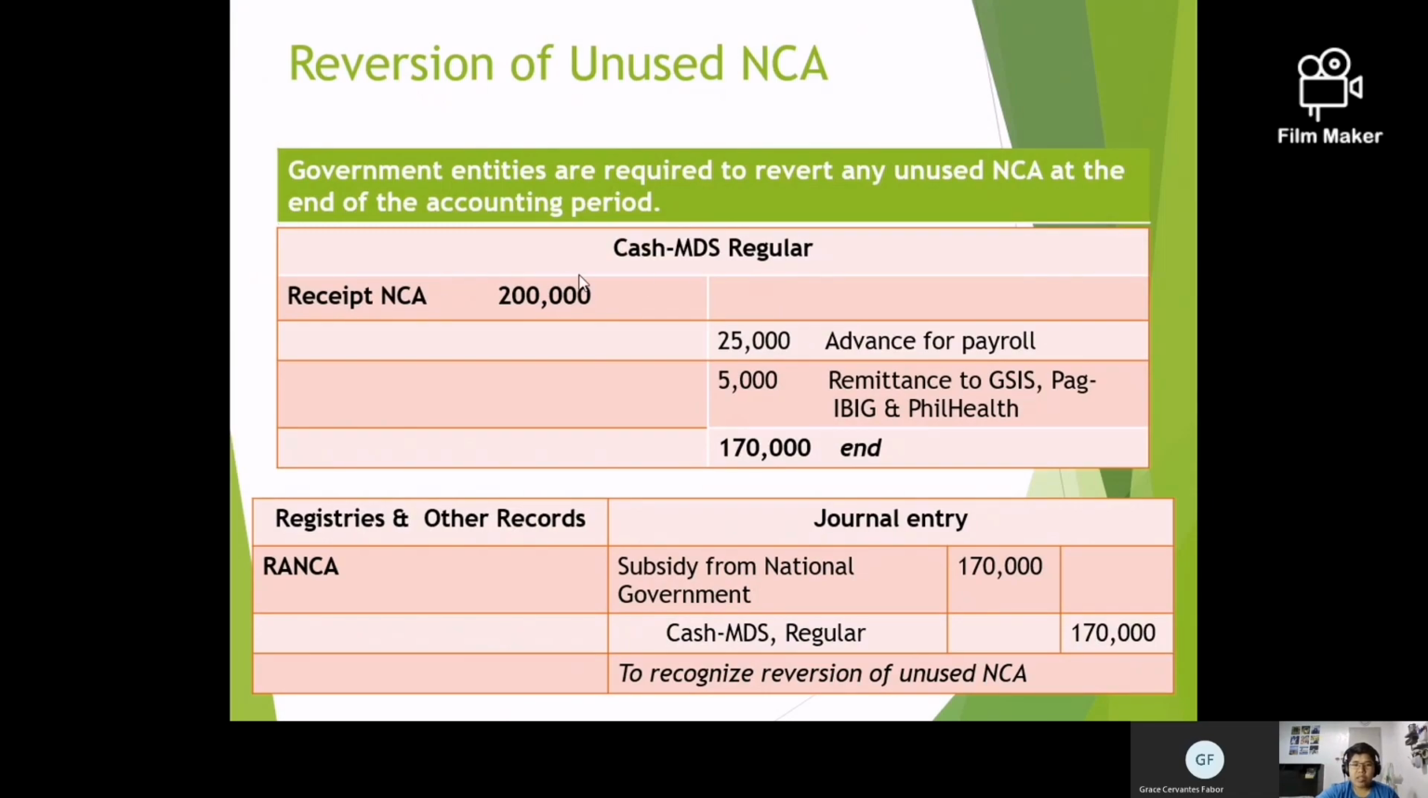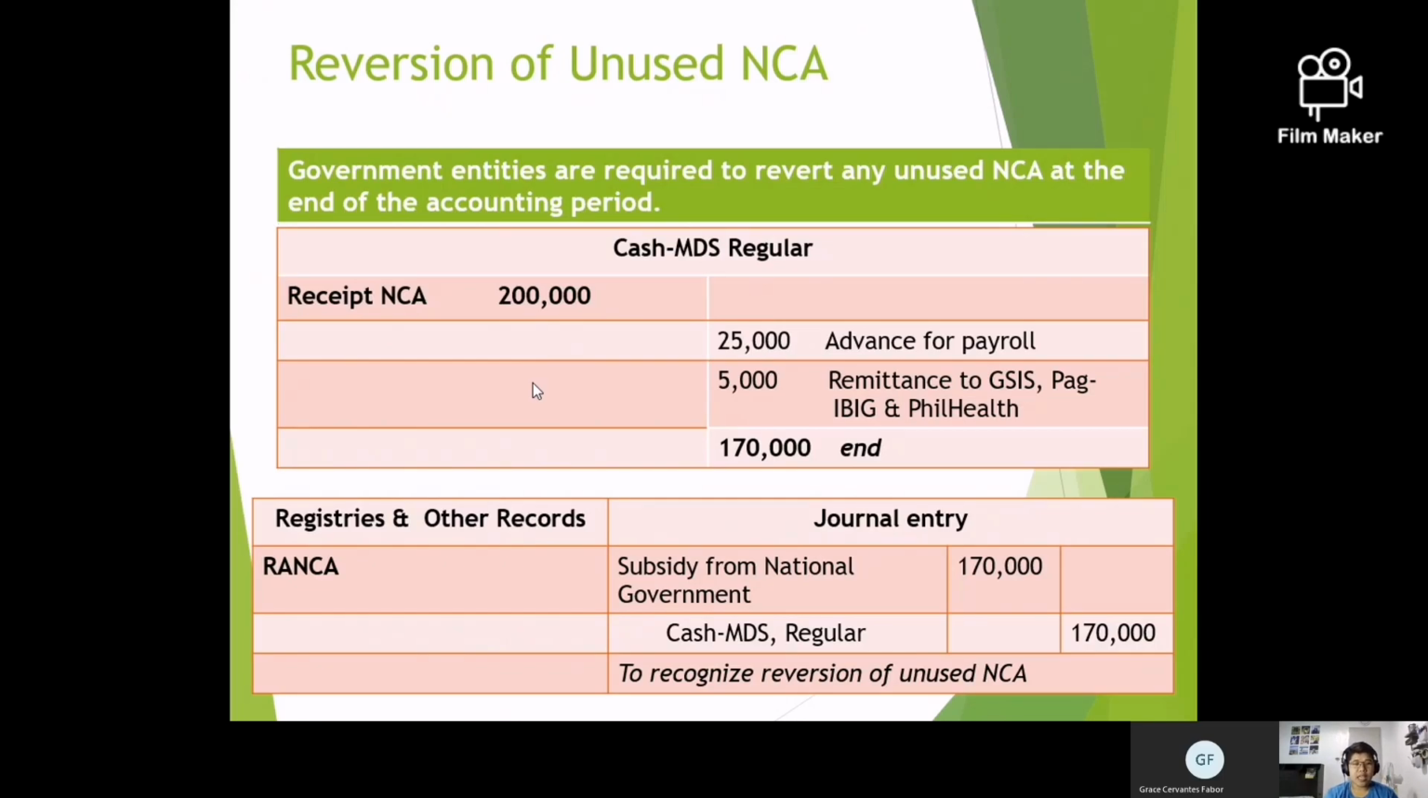So, kunyari, ito yung T account or the General Ledger of Cash MDS Regular. Naka-receive ka ng 200, nagbayad ka for payroll 25,000, and nagbayad ka another 5,000 para sa mga withholdings. Ma'am, nasan po yung 10,000 para sa BIR? Hindi naman MDS check yung ginamit mo, TRA. So, ibang account yun. So, magkano yung unused? 170,000. It is one of the unique adjustments. Ang tawag po dito, adjustment or adjusting entry sa government.